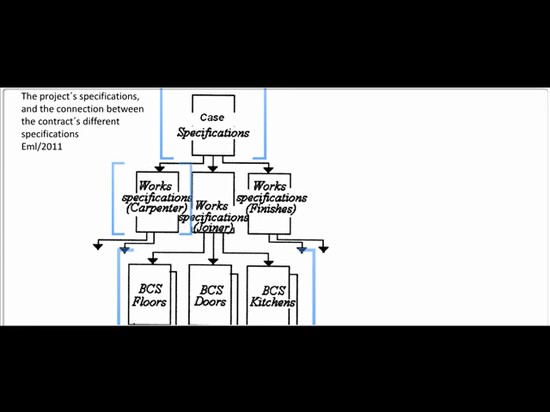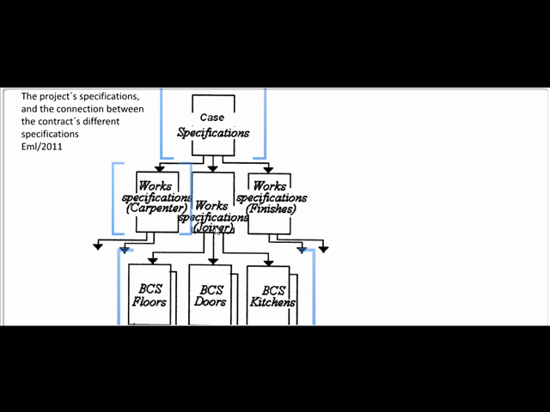Let's take a look at the specifications in detail. First, the hierarchy of the specifications. At the top of the tree we have the case specifications, which is orientation to all contractors on the project. Then we have the work specifications. These are the specifications which each contractor gets and which each contractor will price his project in accordance with. So if you forget something here, you're going to get extra works when the project starts on site.